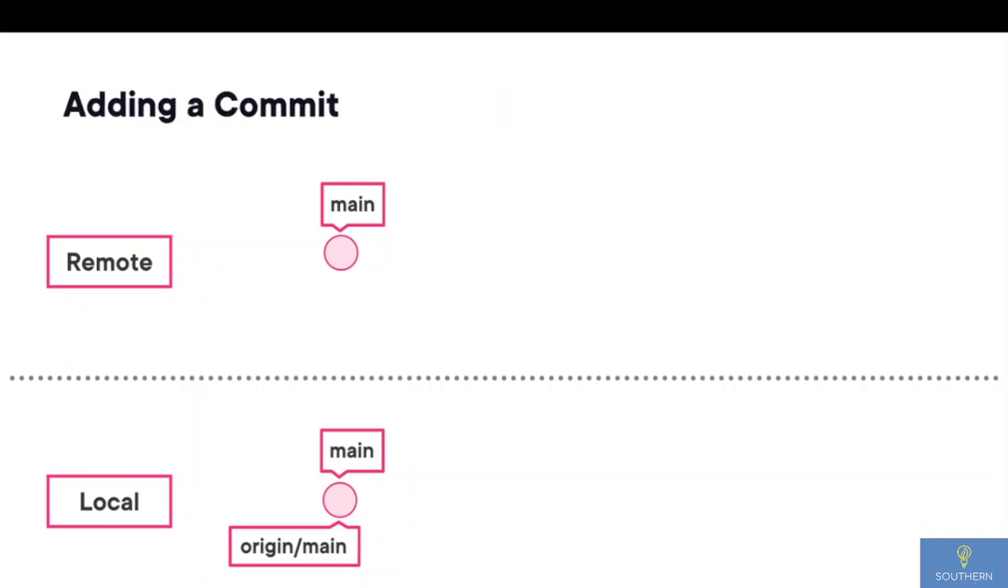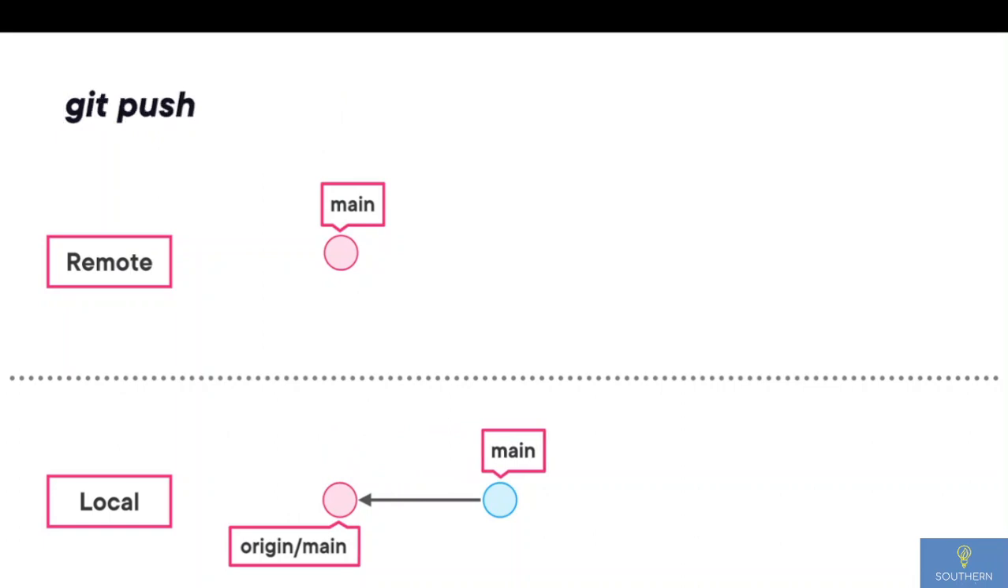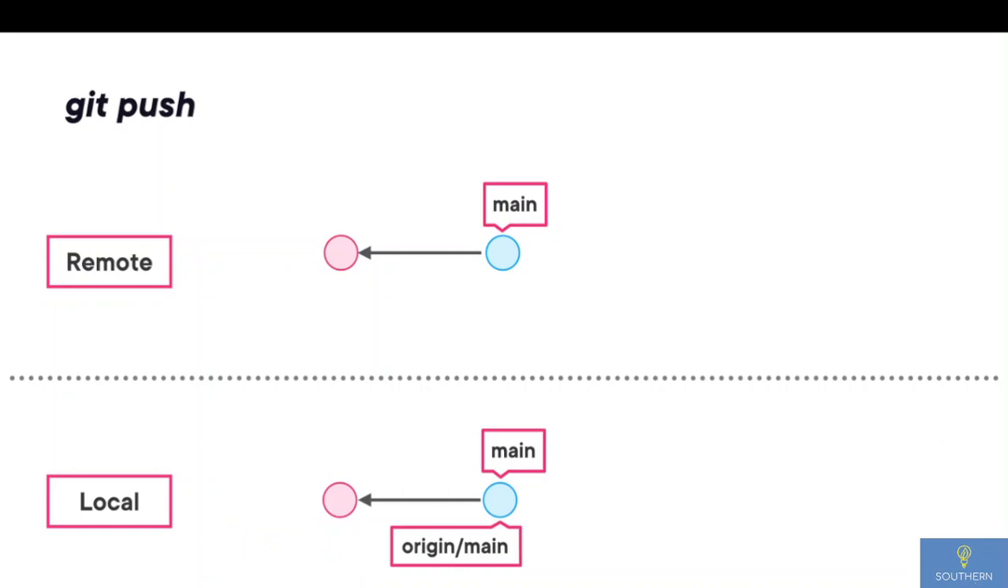Now, let's say that we add one commit. And we push. If the remote's main branch hasn't changed in the meantime, then things are easy for Git. It copies our new commit and the associated object to the remote, and then updates the remote's main branch to point at the new commit. And it also reflects the change locally by updating the remote branch origin main, and everything is aligned again. This is what happened when we pushed our changes a few minutes ago.